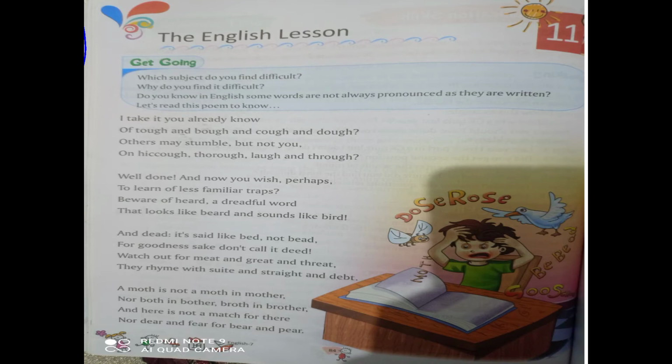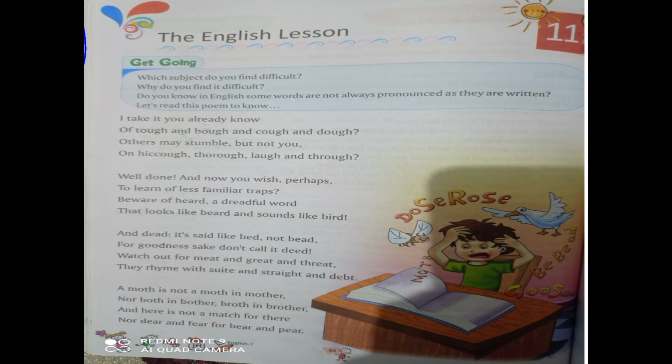Now next, other may stumble but not you. Some people read it correctly, some people read it wrongly. तो इंग्लिश पढ़ते में कुछ लोग स्टम्बल कर जाते हैं, meaning they make mistakes and they get imbalanced, but not you, it is not applicable for you, meaning not for all. On hiccup, thorough, laugh and through. You can see OUGH is coming in the last of these four words also, but they are pronounced differently, and the letters are the same in the last. This is the thing which we see.